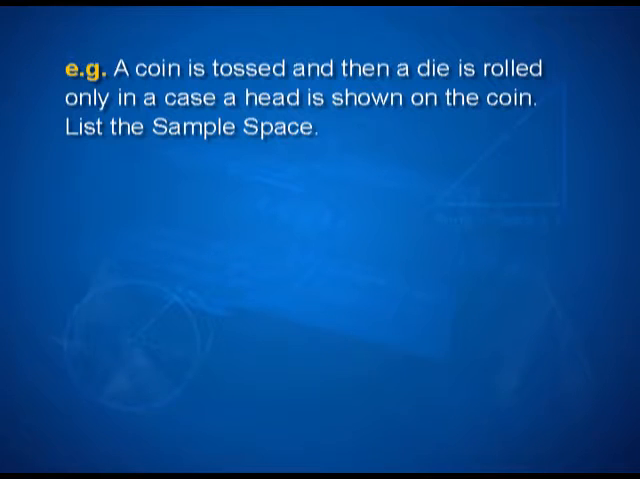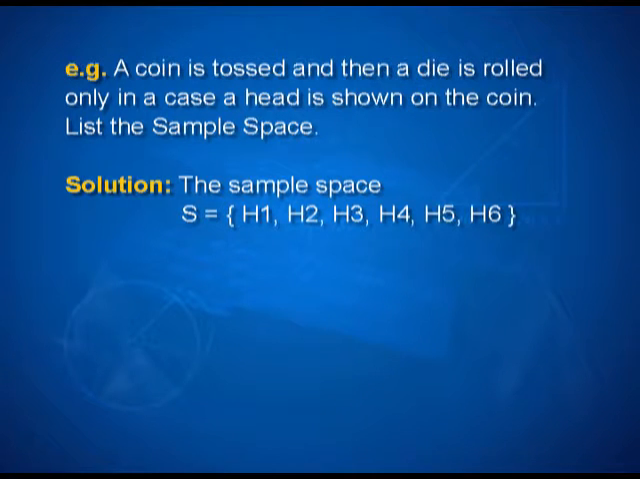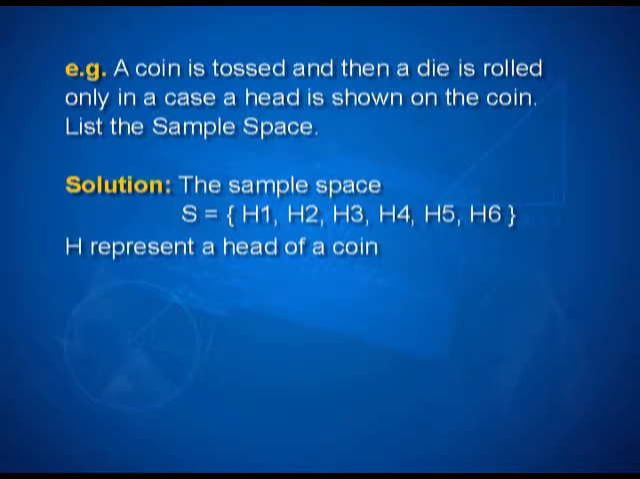Let us take up one more example. A coin is tossed and then a die is rolled only in case a head is shown on the coin. List the sample space. The sample space S will be {H1, H2, H3, H4, H5, H6}, where H represents a head of a coin. Now, another example here.